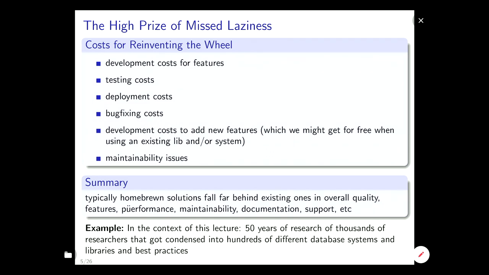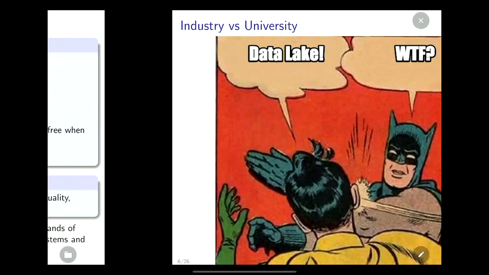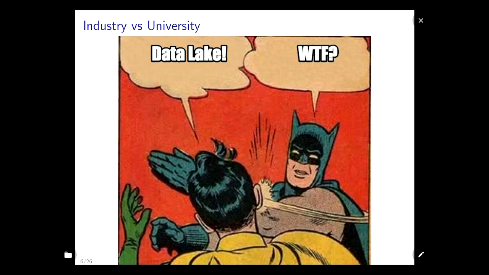So our Newton's law is basically entity relationship modeling, relational algebra, and these things. You will learn about that. My message here is really there's tons of researchers that thought about these problems. They solved these problems and condensed that into database systems, libraries, and best practices. And I will introduce you to what these systems are, what they can do for you, and how you should tackle certain situations.